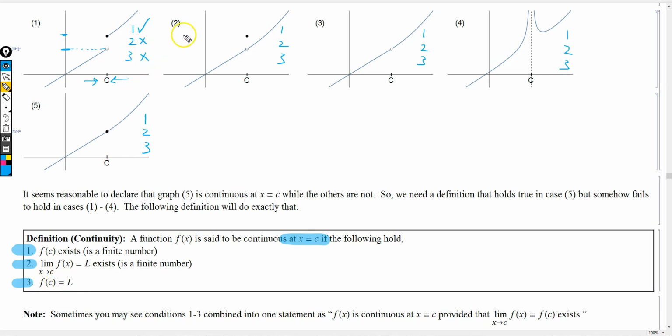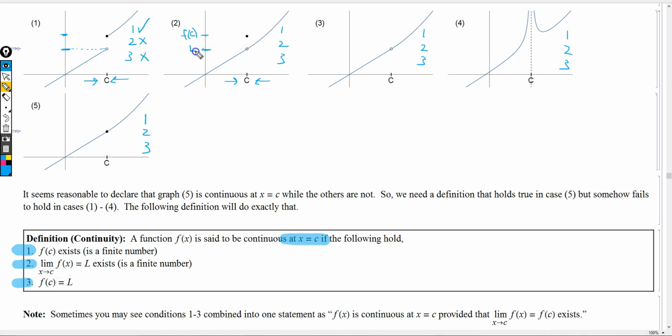All right. Now the second graph. Number 1, f of c, yes, it does exist. It is whatever that number right there is. That is f of c right there on the y-axis if we move over. Number 2, the limit as x approaches c of f of x, well, as I approach c from the left and from the right, my function is getting closer to actually this number right here on the y-axis.